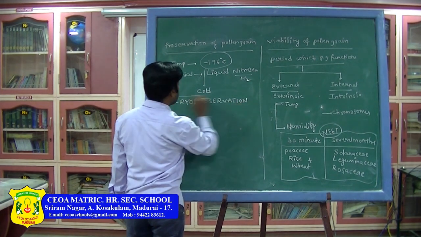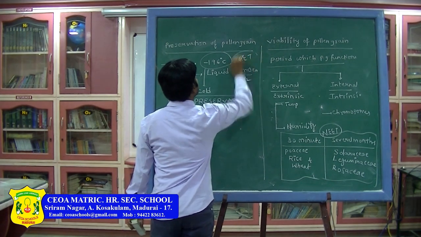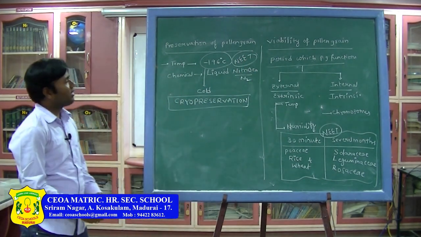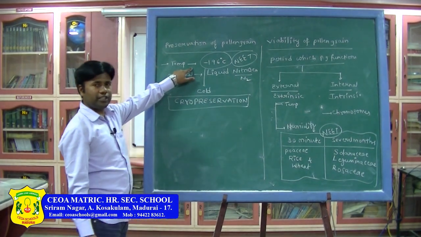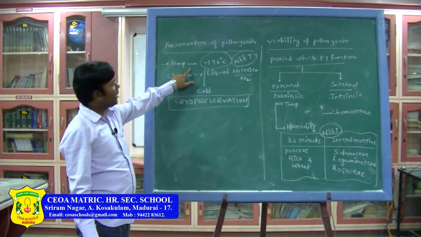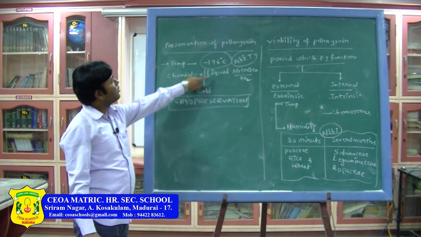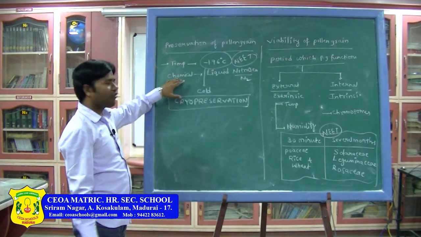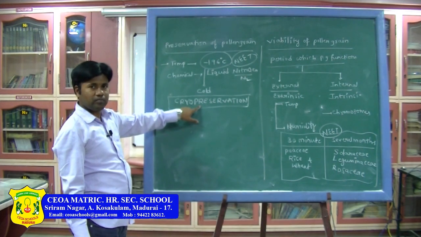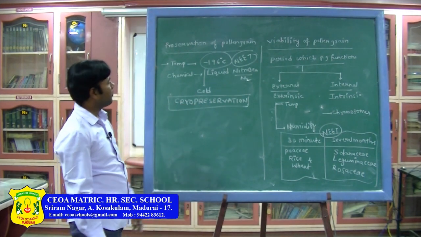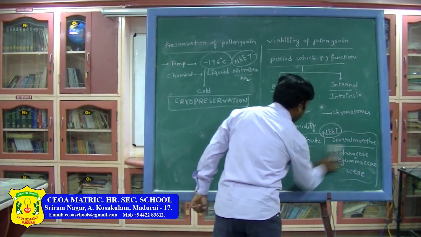What preservation? Cryopreservation. It is also a previous NEET bit. These two are very important: the viability of the pollen grain with examples, and how much temperature is needed to store the pollen grains and what chemical we use. What is the process to preserve the pollen grains? That is cryopreservation. So these two are very important from the NEET examination point of view.